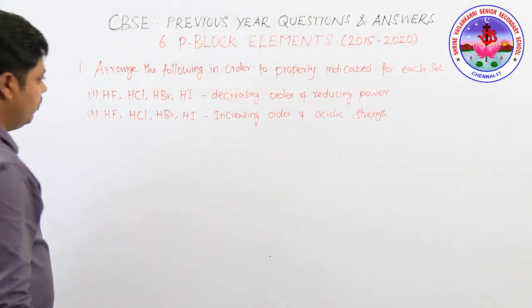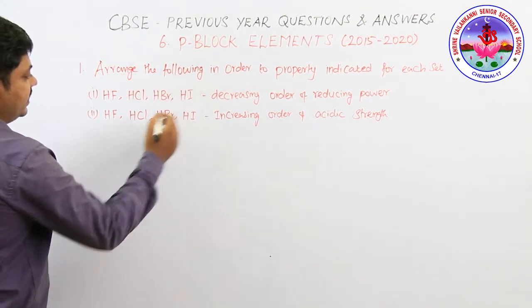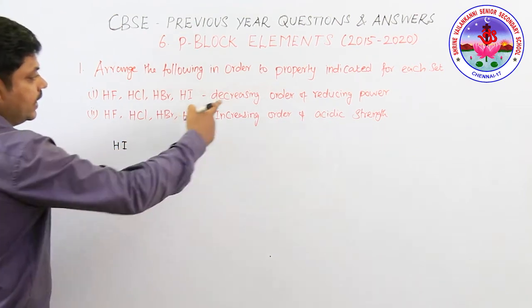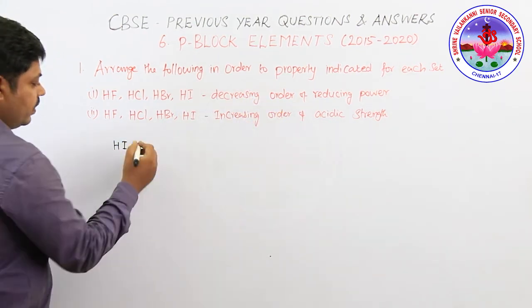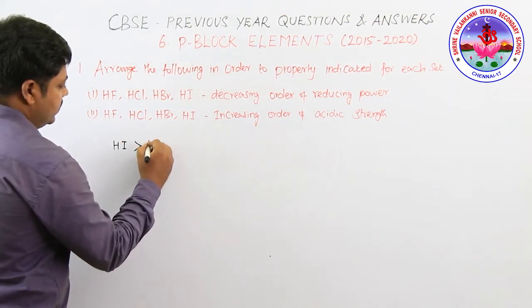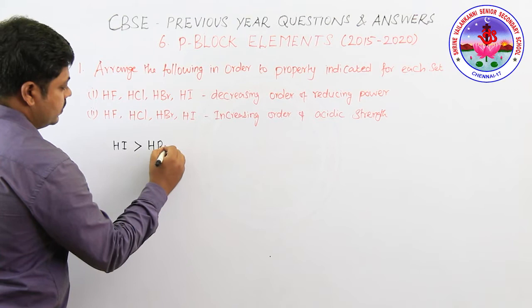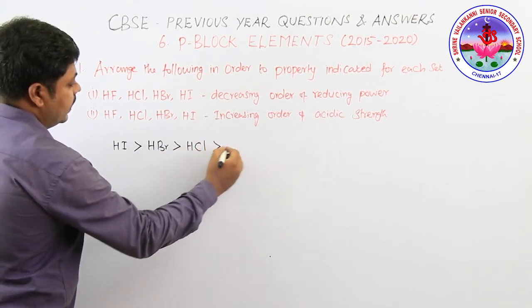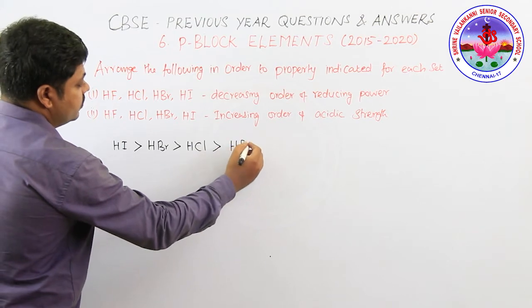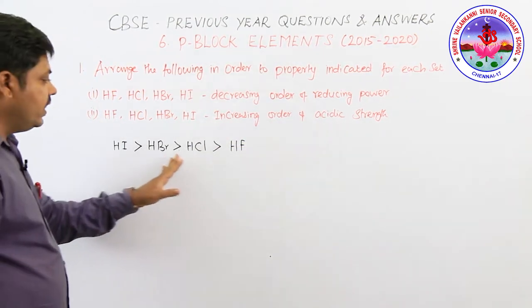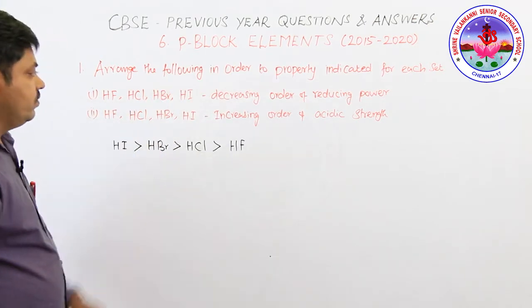See, here for the first question, the answer is HI. HI is first in decreasing order of the reducing power. So HI is greater than HBr is greater than HCl is greater than HF. So this is the decreasing order of the reducing power for the first question.